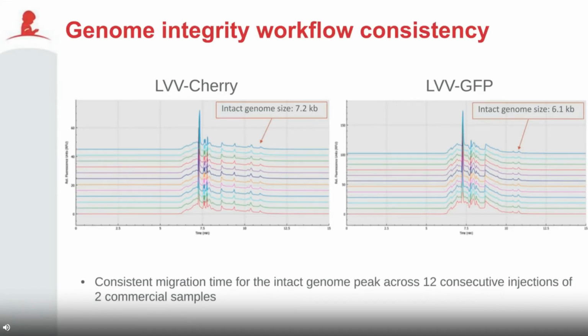This slide shows the assay repeatability results obtained with 12 injections of the LV cherry sample, which is shown in the left panel, and the LV GFP sample shown in the right panel. Peak profiles and migration times are very consistent between the injections. The RSD for the migration time for the intact genome peaks was less than 0.5% for both of the samples.